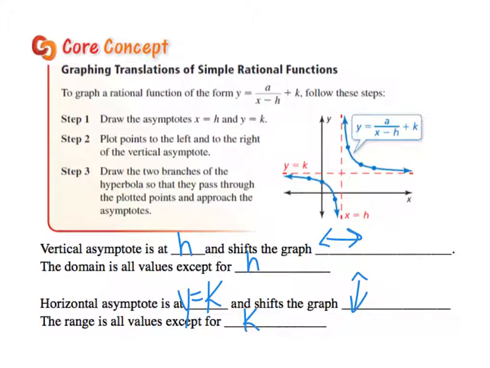So going back up here where it says the vertical asymptote is at h, technically we should say the vertical asymptote is at x equals h, because that's how we write the equation of a vertical line, and y equals k is how we would write the equation of a horizontal line.